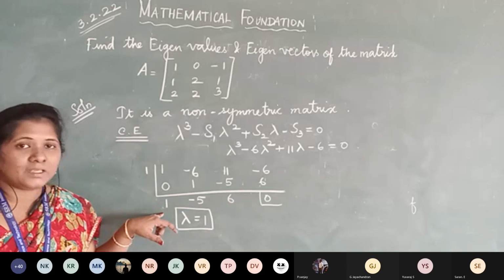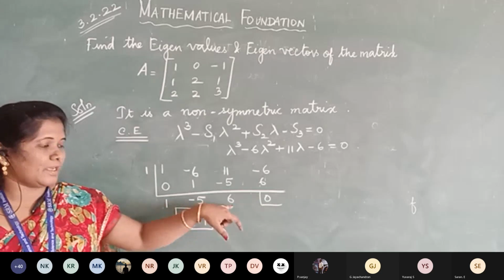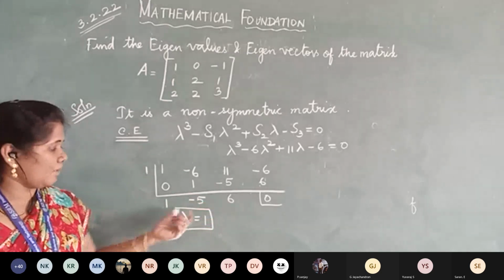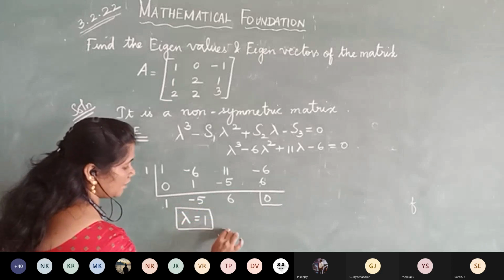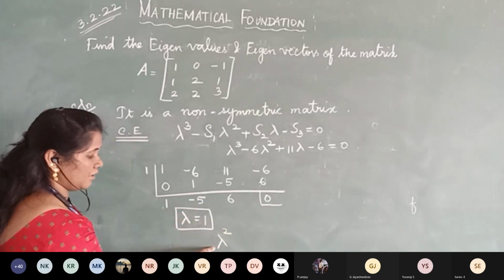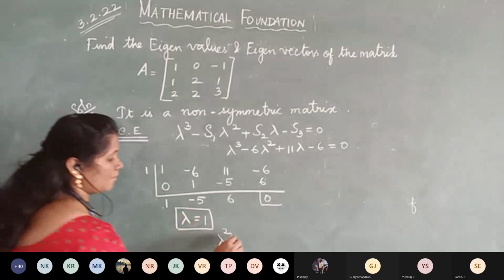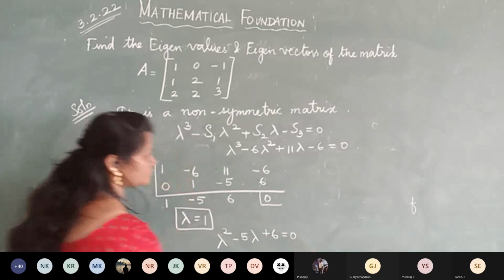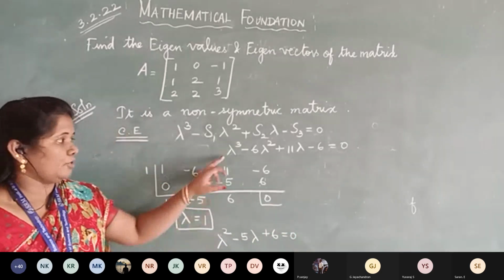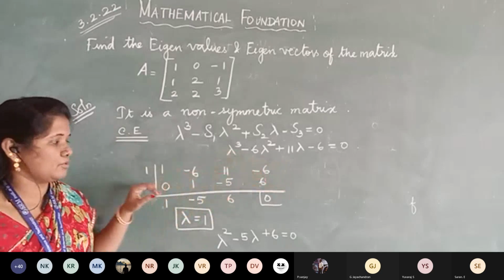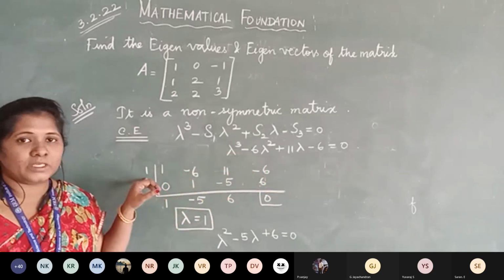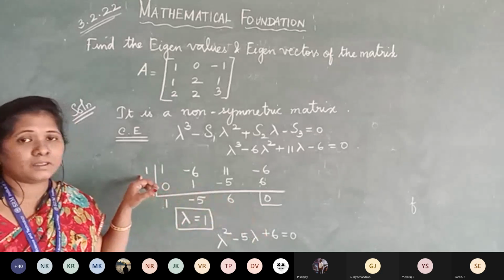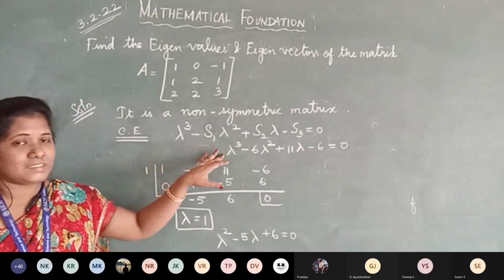Now the remaining values here are 1, -5, 6. Since we have already taken one root, the remaining values you will write as lambda square, coefficient 1, minus 5 lambda plus 6 is equal to 0. So I'm trying to solve this equation by synthetic division. I started by putting 1. As soon as the last value became 0, that implies it is a root of this equation.